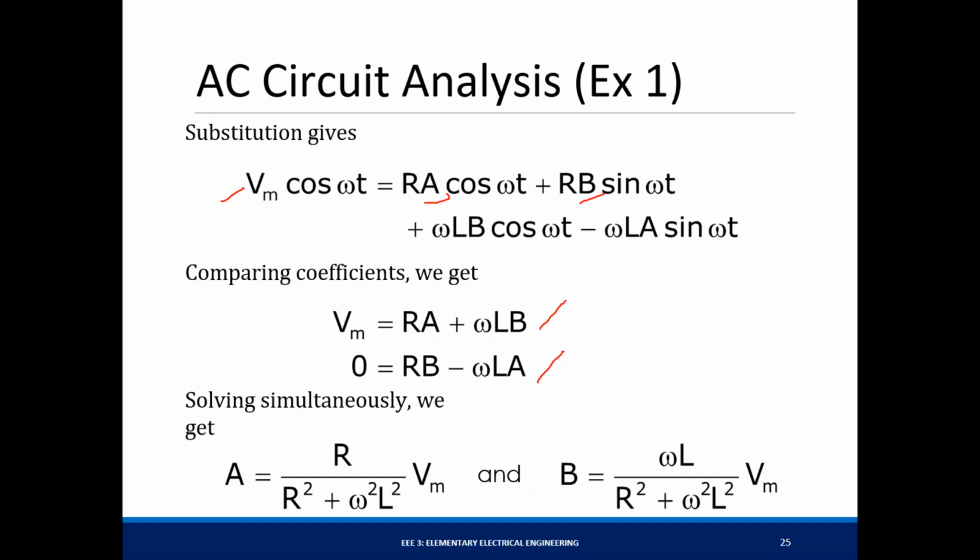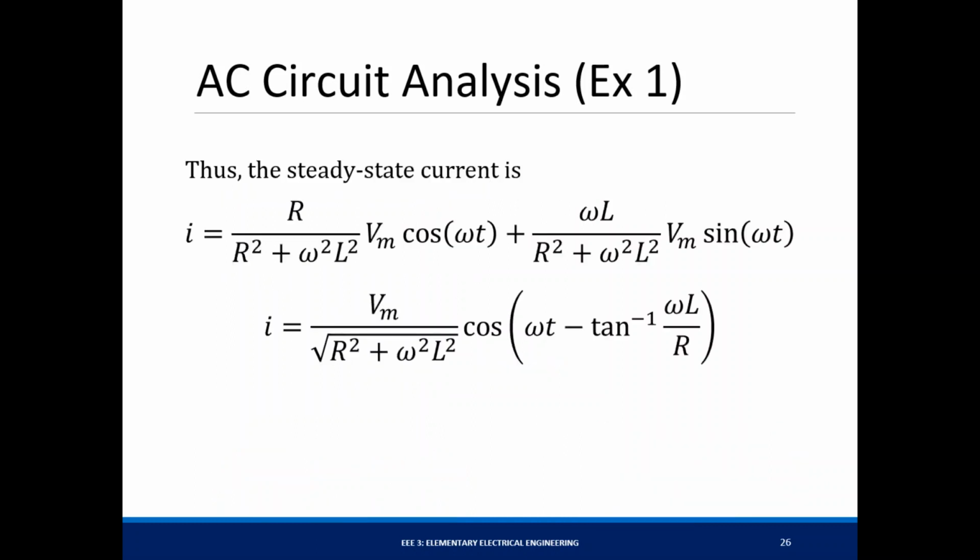To solve simultaneously, just solve for a and b. A becomes a function of Vm, and b also becomes a function of Vm. Just substituting that into the original expression, the steady state current will become this. Or if you want to express it in terms of cosine, it becomes this expression right here.